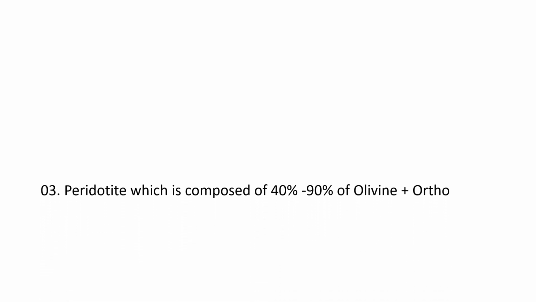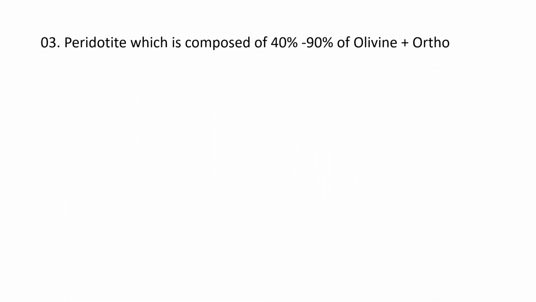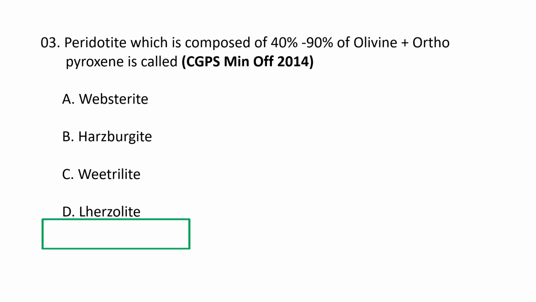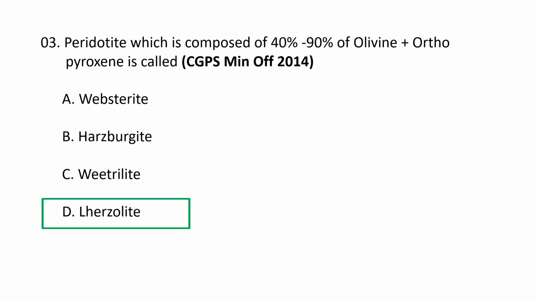Next question. Peridotite, which is composed of 40% to 90% of olivine and orthopyroxene, is called A. Websterite, B. Harzburgite, C. Wehrlite and D. Lherzolite. So the correct option is Lherzolite. This is a type of peridotite which is a coarse-grained igneous rock that is rich in iron and magnesium. Lherzolite is made up of olivine, orthopyroxene and clinopyroxene. It is the main component of the upper mantle of the earth. So peridotite composed of 40 to 90% of olivine and orthopyroxene is called Lherzolite.